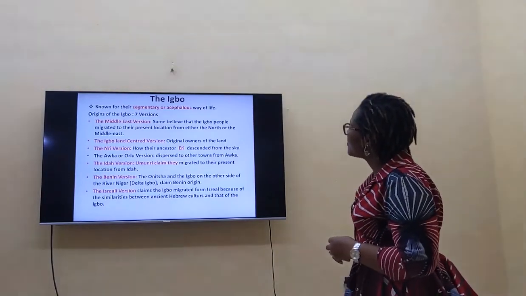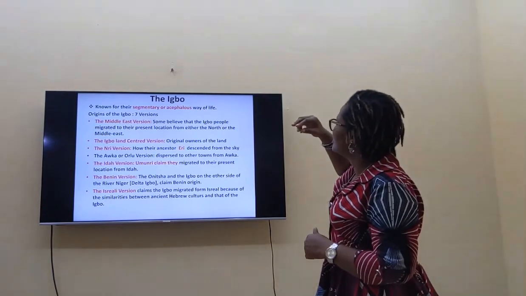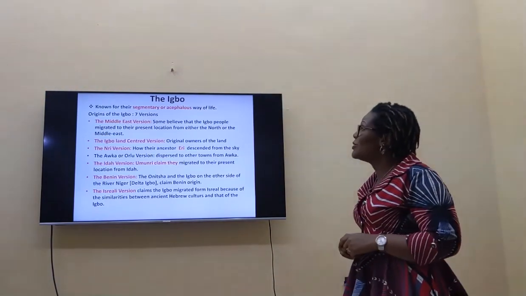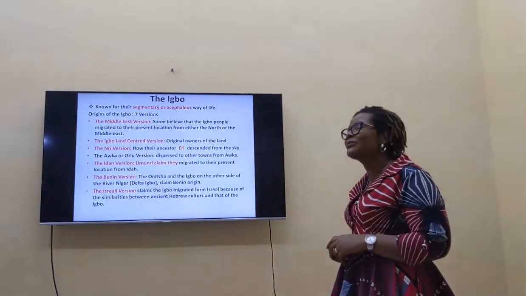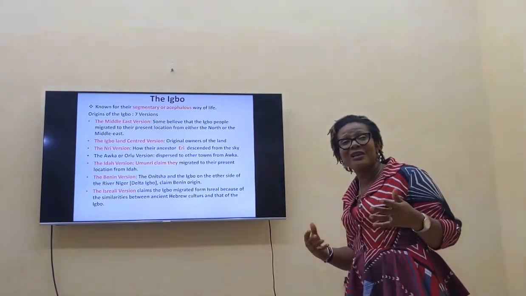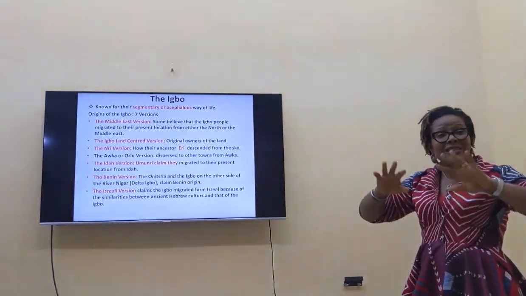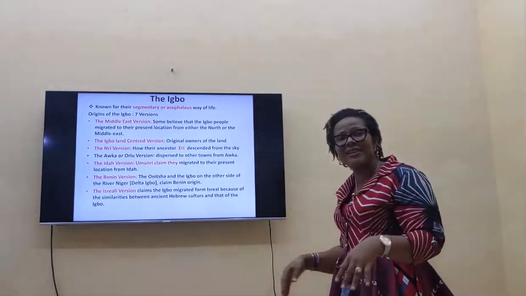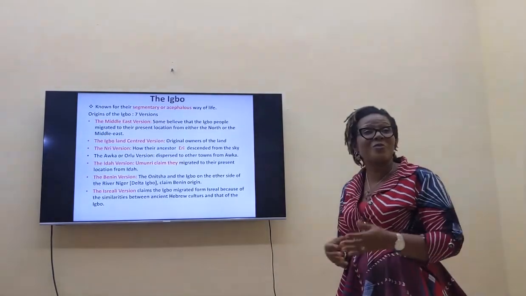The Igbo, being the third ethnic group among the first major ethnic groups in southern Nigeria, are known for their segmentary or acephalous way of life. What do you mean by acephalous? Many of them hear the expression Igwe bu ike. That's the region. They never had any centralized or defined system of government.